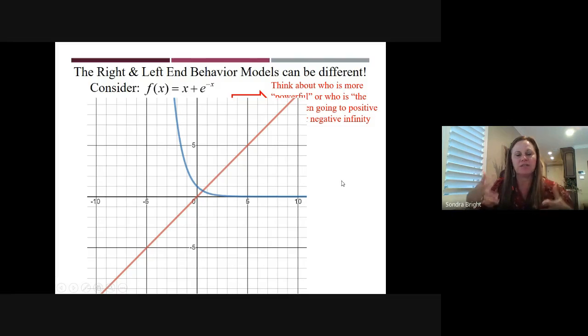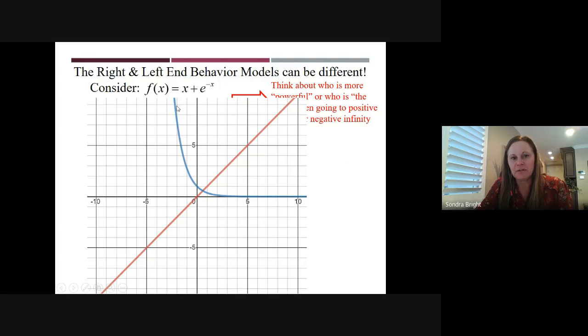This is what I want you to think about: who's more powerful, who's the boss. As I'm going to positive infinity, we're adding these guys together, right? Adding these two y values together. Do you remember doing that last year? Adding the two y values together. Well, do you see that with e to the negative x, your y values are going closer and closer to 0, but y equals x is getting larger very steadily, very slowly, right? When x is 5, y is 5, and when x is 10, y is 10.